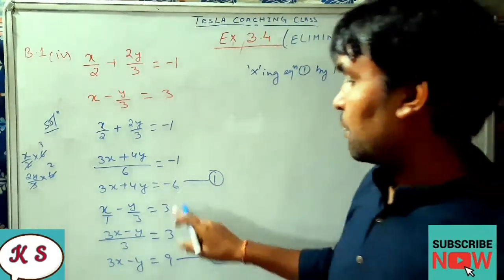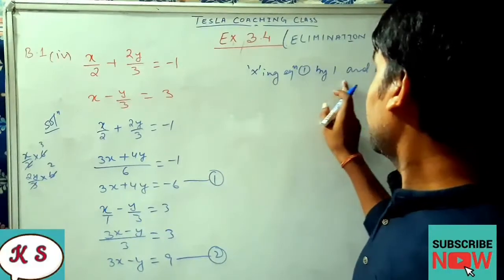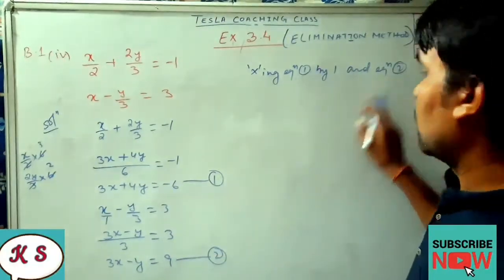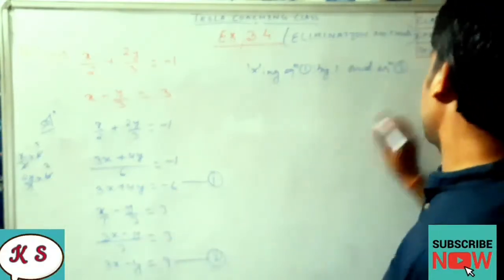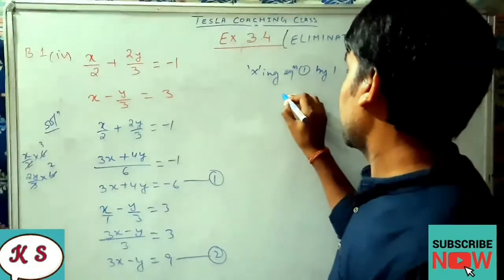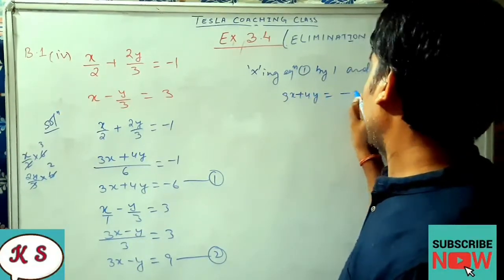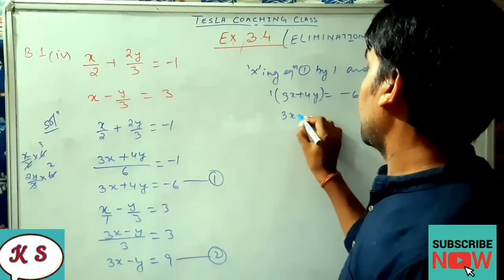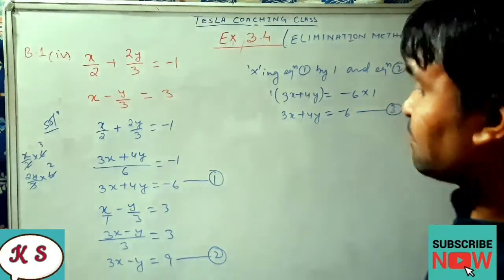So what is the coefficient of y in equation number 1? 4. So with this 4 you have to multiply equation number 2 by 4. So when you do that, you will be getting 3x plus 4y equal to minus 6 into 1, and here it will be equal to 1. So it will be 3x plus 4y equal to minus 6, equation number 3.